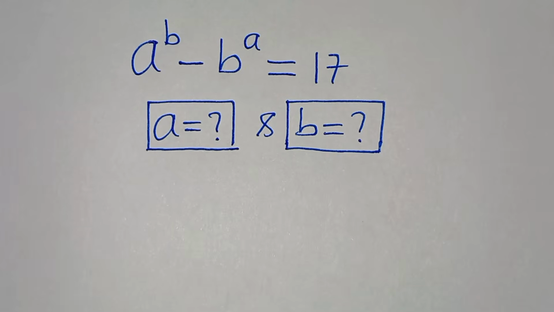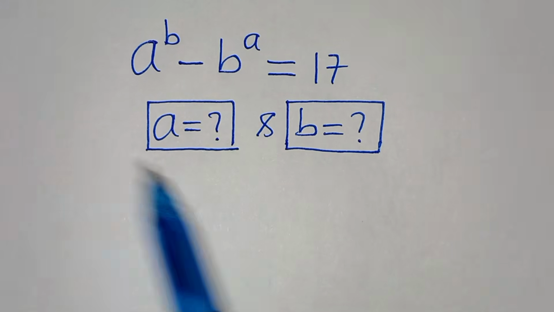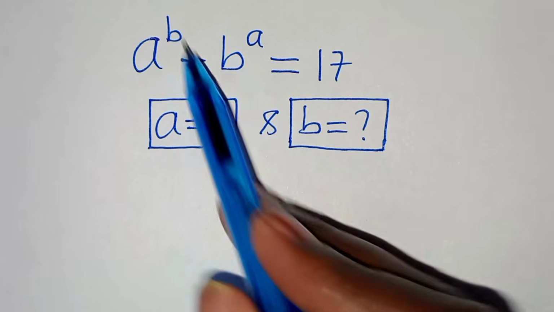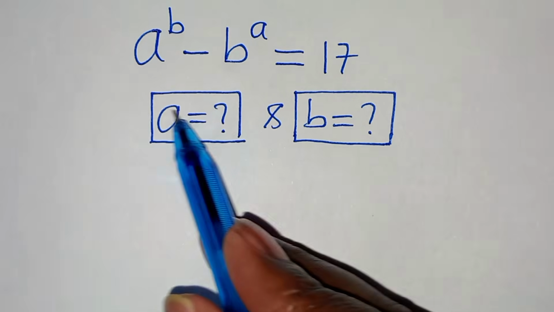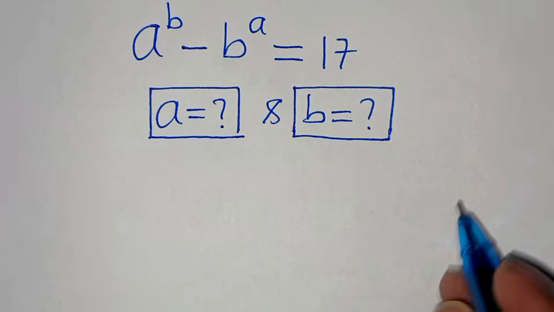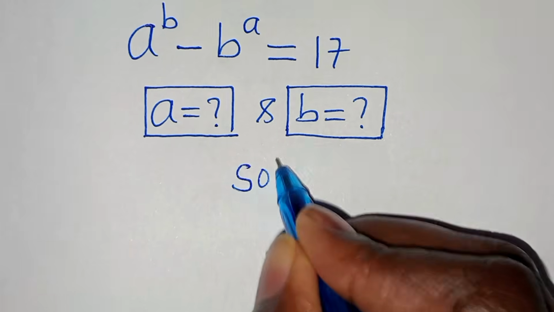Hello everyone, you're welcome to solve this nice algebra problem, which is a to the power of b minus b to the power of a. This is equal to 17. So what is the value of a and what is the value of b? Now let's provide a solution from here.